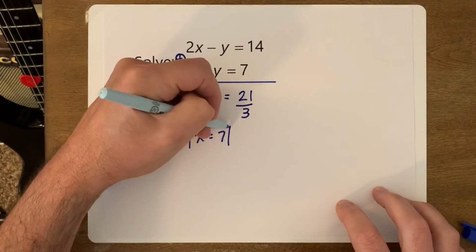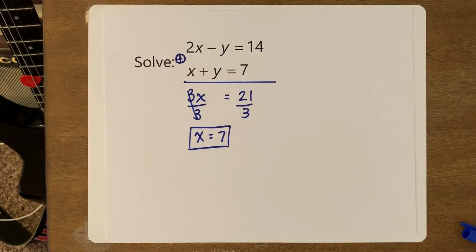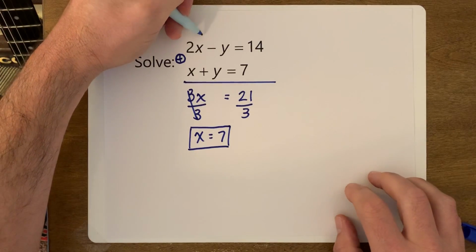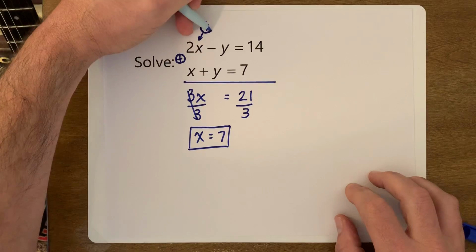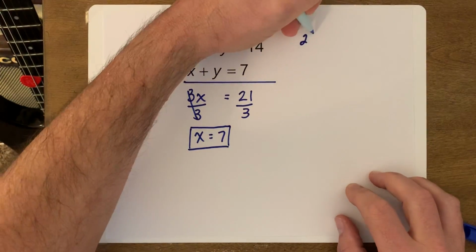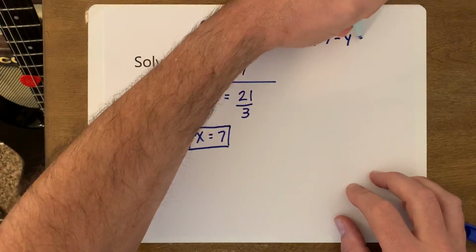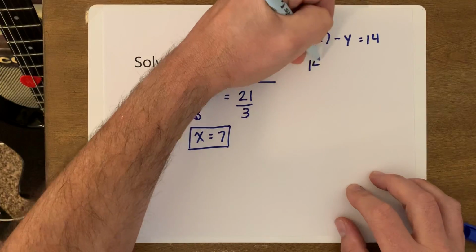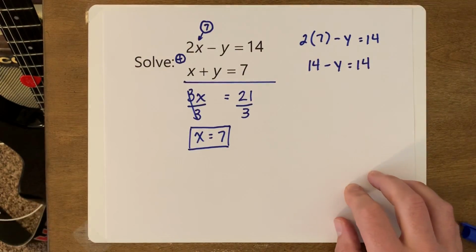Okay, so that's my x value. And now I have to find my y value. So I got to plug that x value in somewhere. And so let's plug it in. Let's just say, I don't know, here. It doesn't really matter. Okay, so 2 times 7, because x is 7, minus y is equal to 14. So we have now 14 minus y is equal to 14.